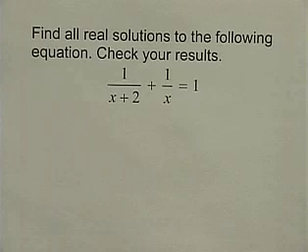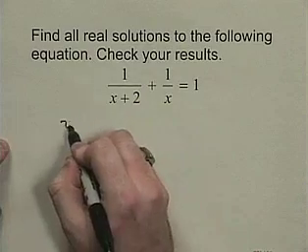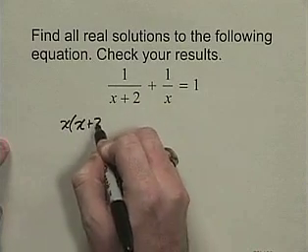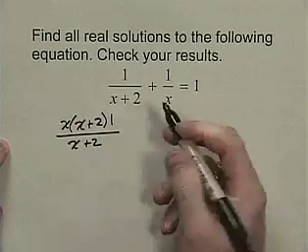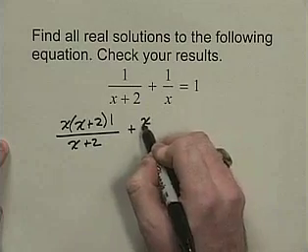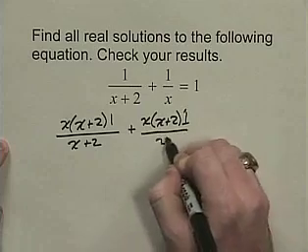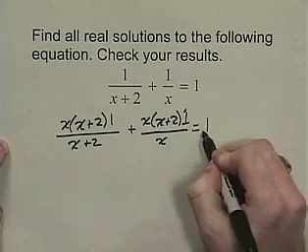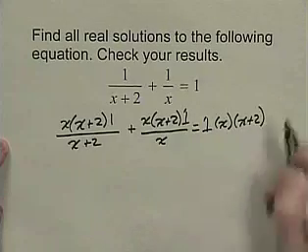So find all the real solutions to the following equation and check your results. 1 over x plus 2 plus 1 over x is equal to 1. Well, let's go ahead and rewrite this. Let's say it's x times x plus 2 times 1 all over x plus 2 plus x times x plus 2 times 1 all over x, and that's equal to 1 times x plus 2.